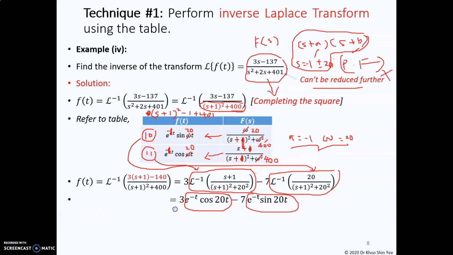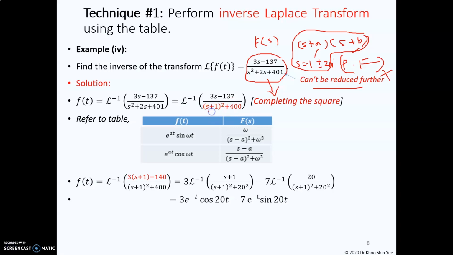The question is, how can you find the constant in front here to be 3 and -7? How can we get this? So far, by referring to the denominator, which is similar to the formula here, we can form these two terms.